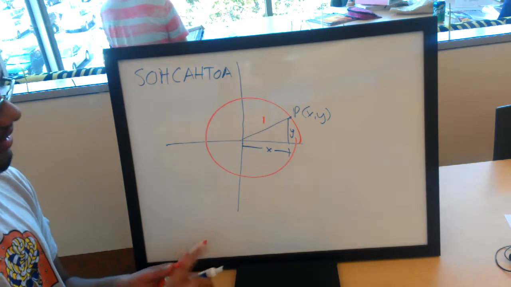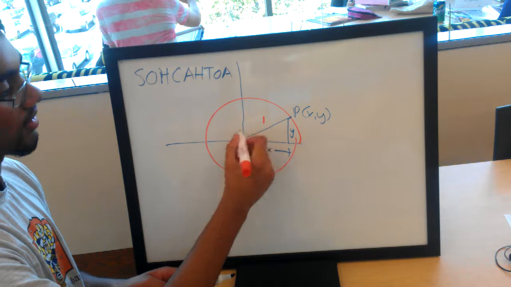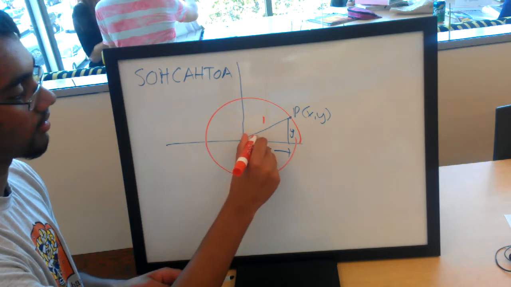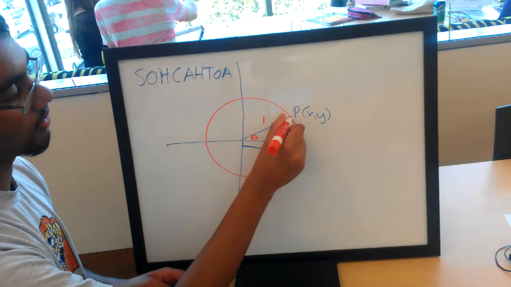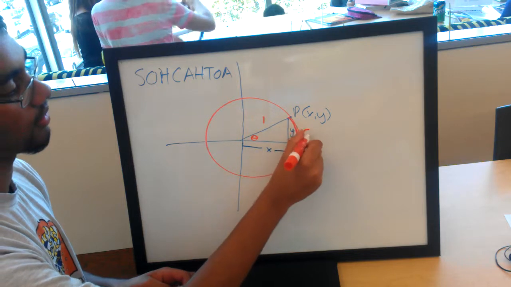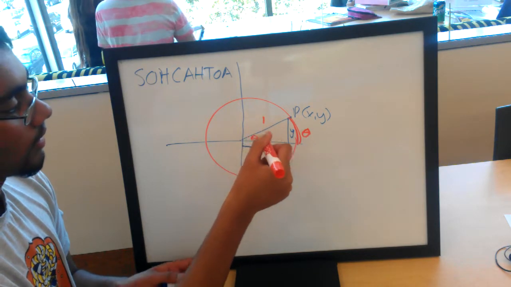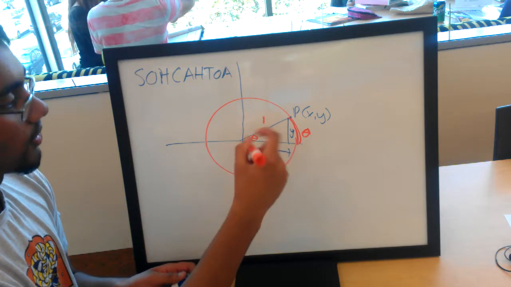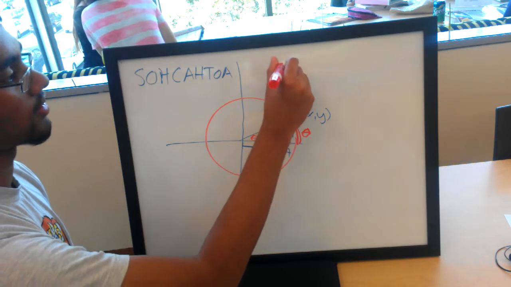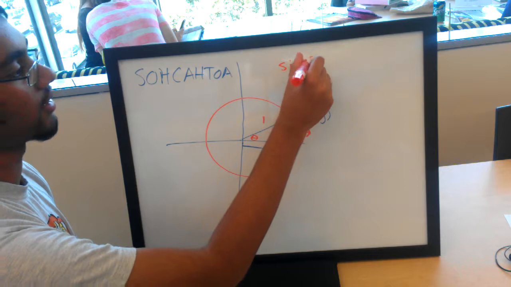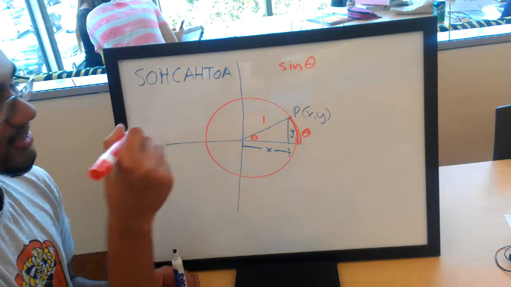And so let's say that this angle between this radius here and the x-axis is theta. This means that this arc length here is also theta. So the arc length over here and this angle are the same. And now let's say that you're asked to find the sine of theta. Can anyone tell me how to do that?